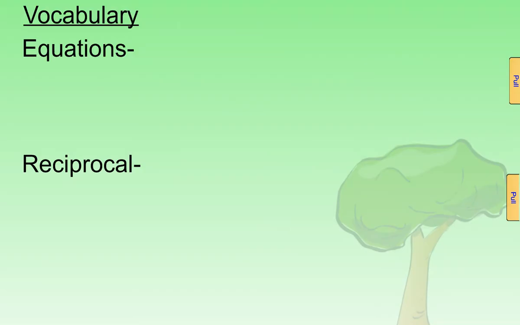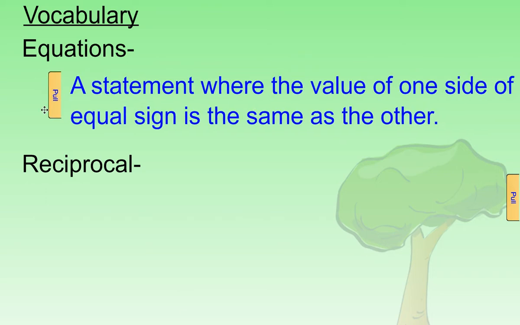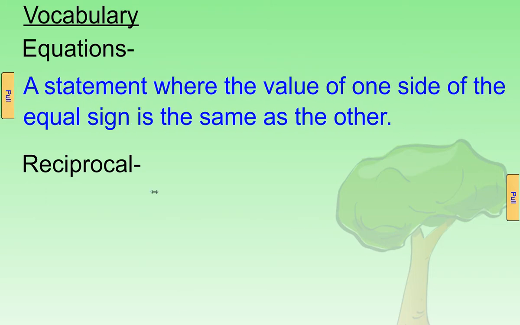We got some vocabulary. So the first one here is equations. An equation is just a statement where the value of one side of the equal sign is the same as the other. So that equation I put up a second ago with the x plus 3 equals 10, this stuff is equal to that stuff. That's all an equation is. It's where you have this equal sign in the middle.